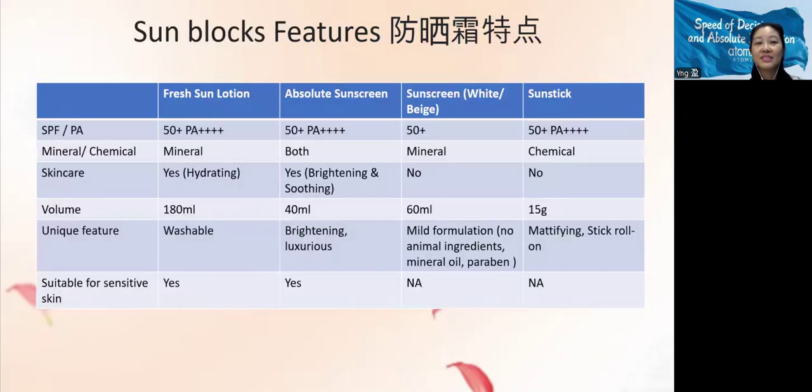And these are the different types of sunscreen features: the Fresh Sun Lotion, Absolute Essence Sun, and the basic sunscreen, the beige and the white one, and the sun stick. So depending on our preference and our budget, we can choose the one that most meets our needs.